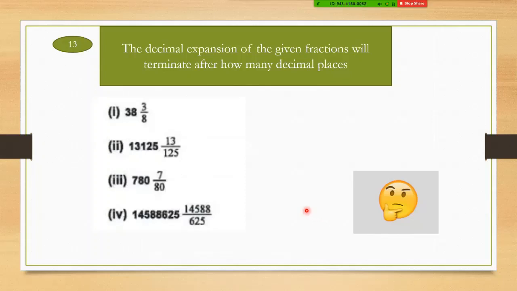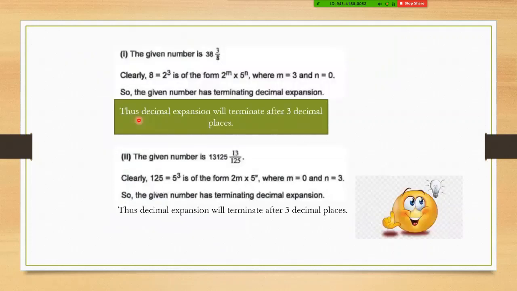Perfect. Now check this out. 3 upon 8, 13 upon 125, 7 upon 80, and 14588 upon 625. Check this out. 3 upon 8, already in the simplest form? Yes. Now 3 upon 8, what will you do? This 8, break it down into its prime factors. It can be written as 2 to the power of 3. So m is 3 and n is 0. So the given number has terminating decimal expansion.